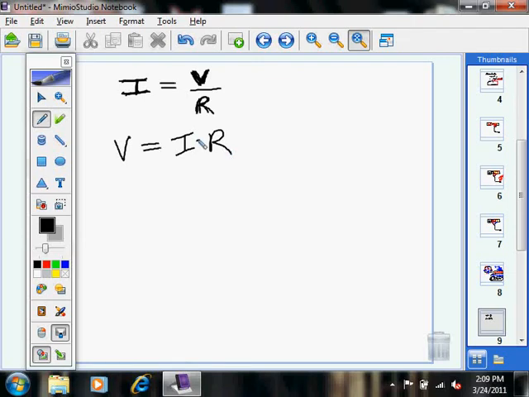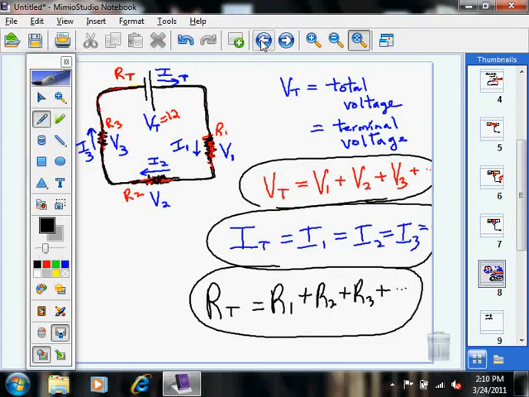Vrr, I always think of like a German Shepherd. Vrr. V equals IR. But the thing to remember, you can't mix and match the different variables. So if you're dealing with the total voltage and the total current and the total resistance, it turns out that VT equals IT times RT.